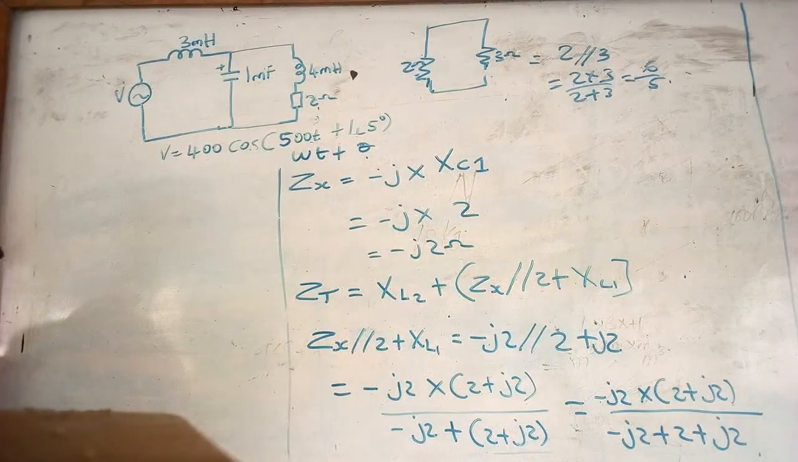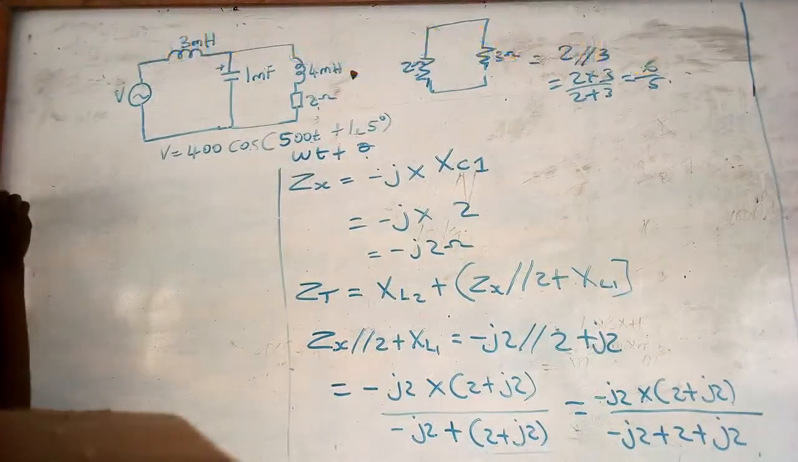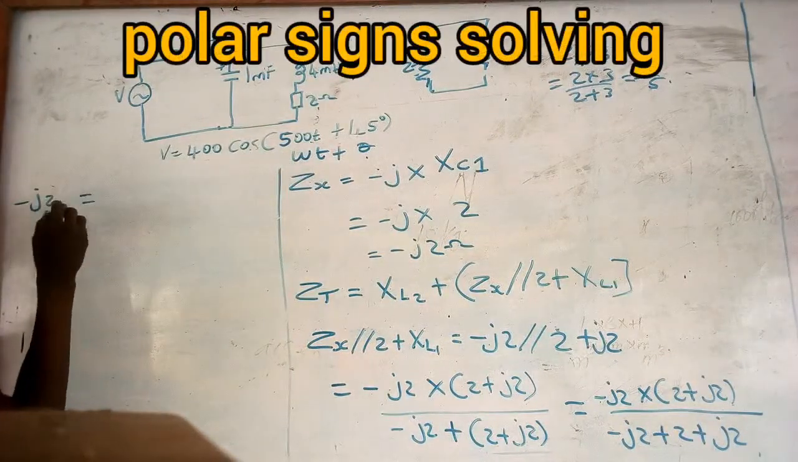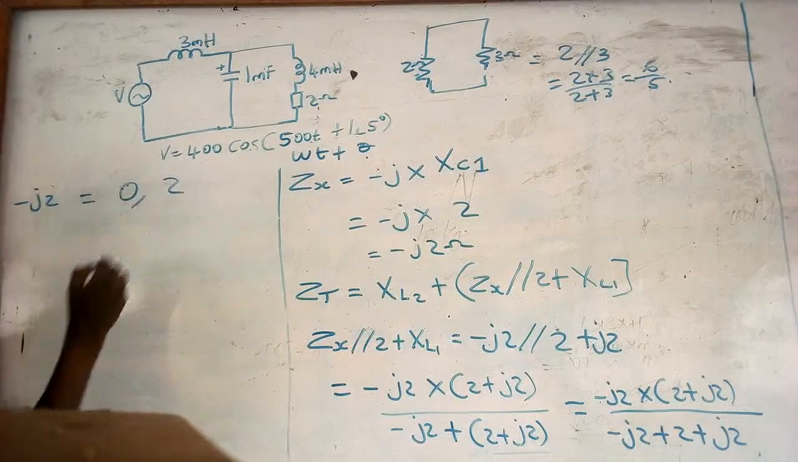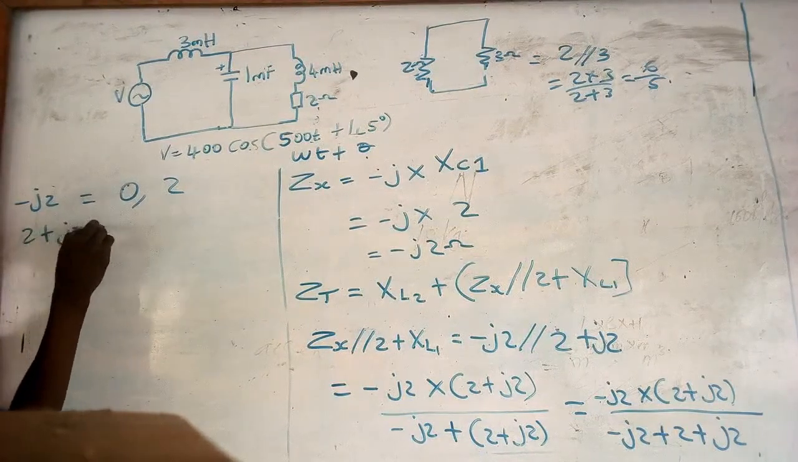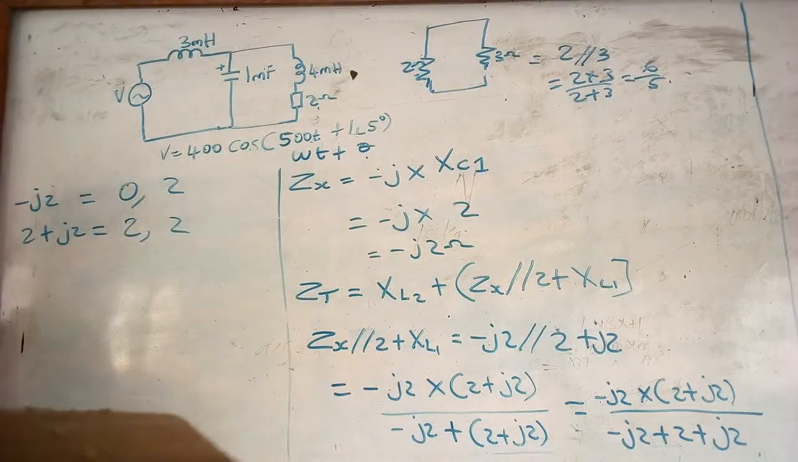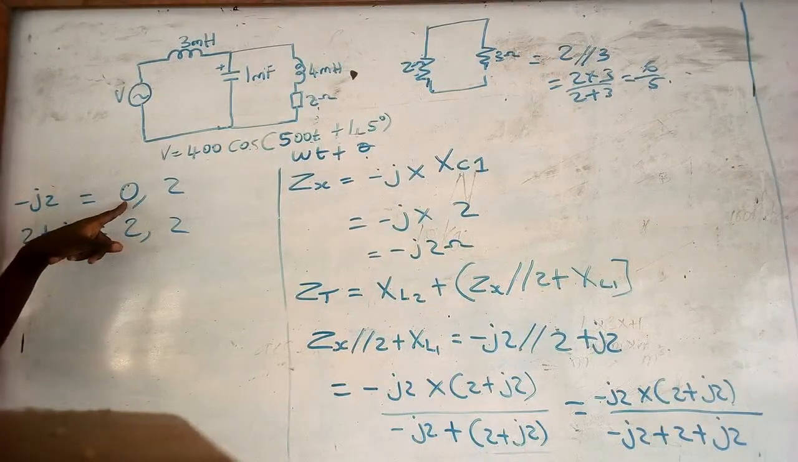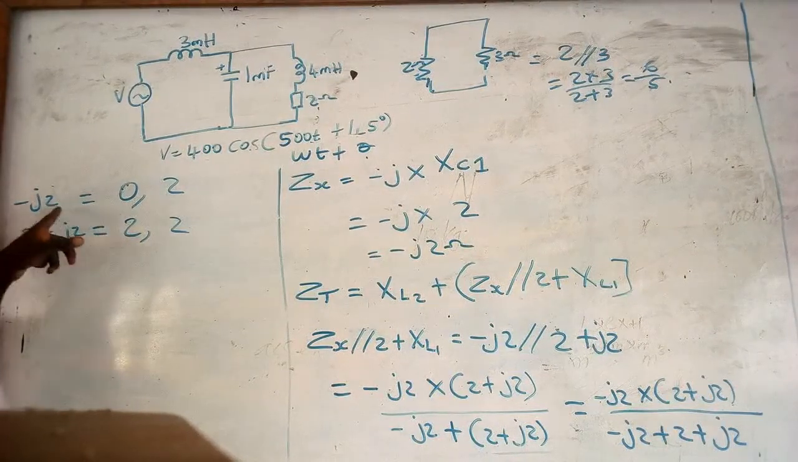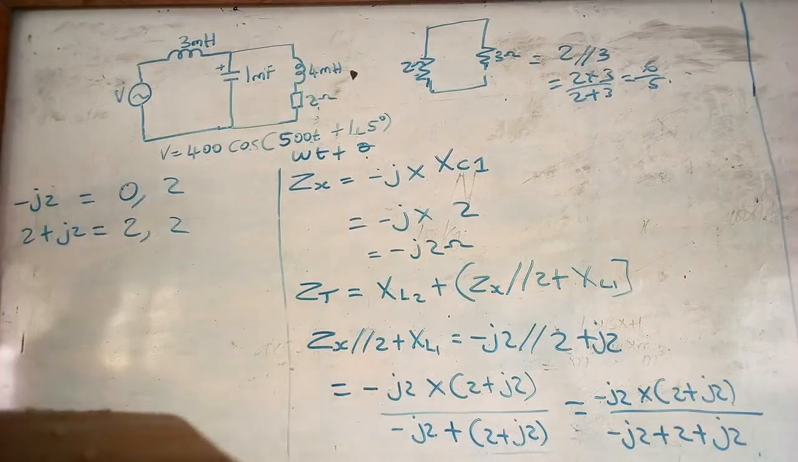For us to have a better understanding, this is minus J2. What does minus J2 mean in ordinary number? It means 0, 2. What about 2 plus J2? In ordinary number, it means 2, 2. Why? This place does not have any ordinary number here, so I realize that it's 0. 0 is nothing. And we have 2. Here is 2, and this is 2 here, also 2.